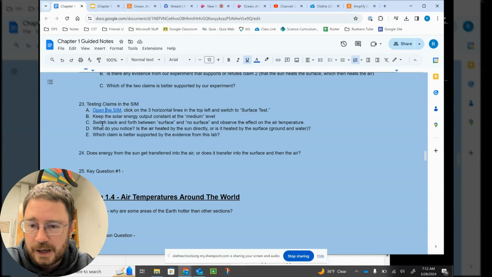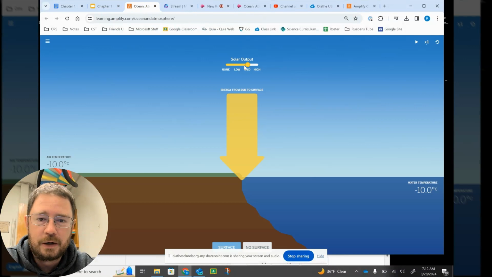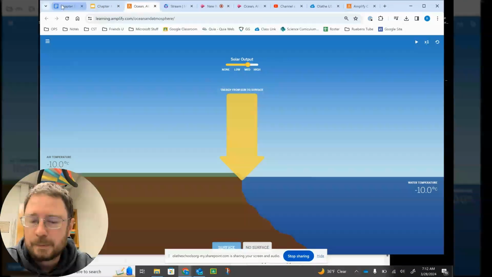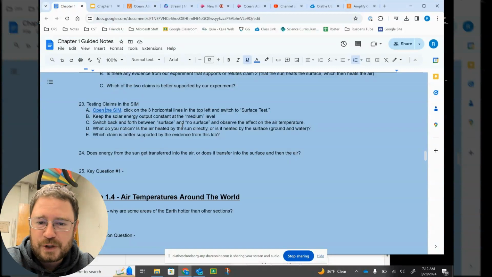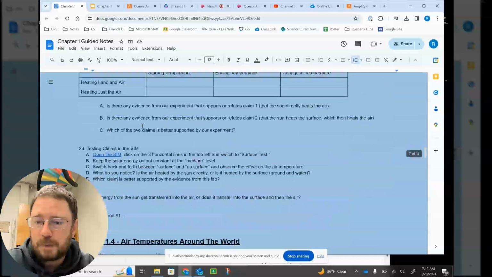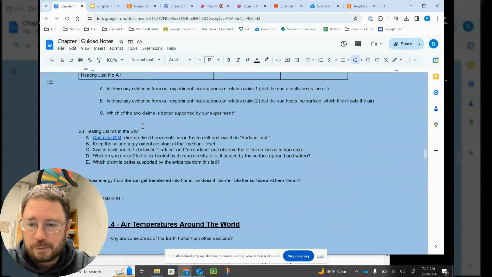Our instructions say, keep the solar energy output constant at the medium level. So right here, we're just going to leave solar output at medium. Switch back and forth between surface and no surface and observe the effect on the air temperature. What do you notice? Is the air heated by the sun directly, or is it heated by the surface, the ground, or the water? Which claim from question 21 is better supported by the evidence from this lab?